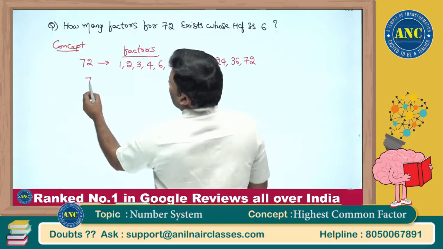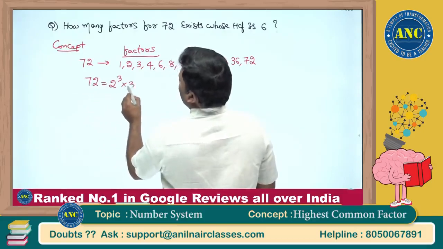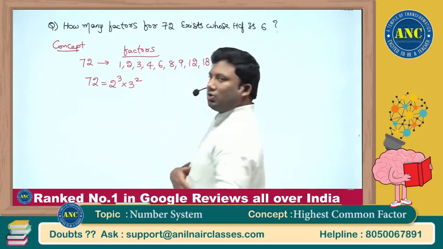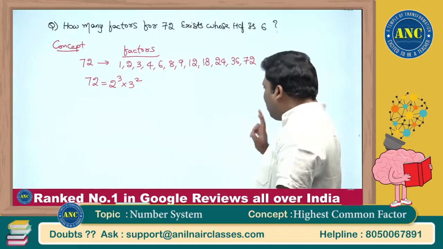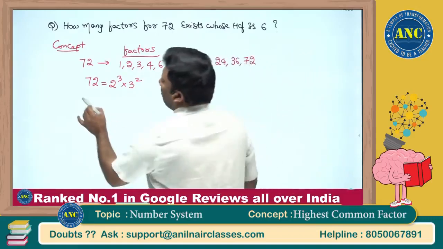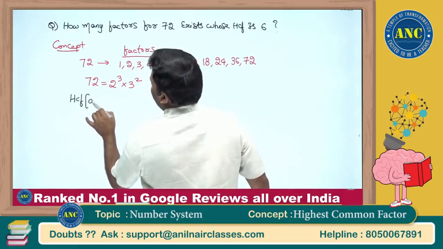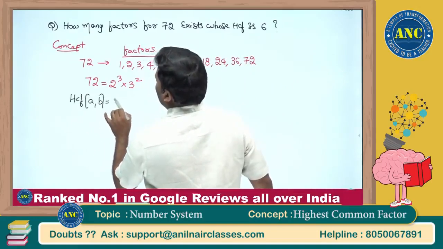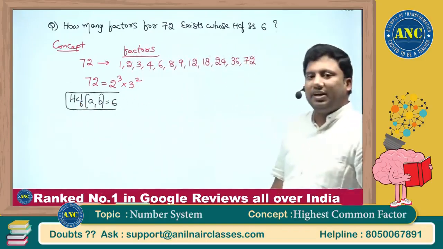72 can be written as a power of prime bases, which is 2 power 3 into 3 square. Now he is telling, from these factors, pick two factors such that the HCF of those two numbers is 6.